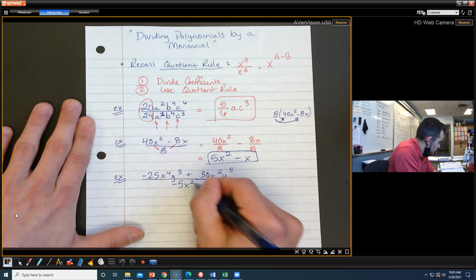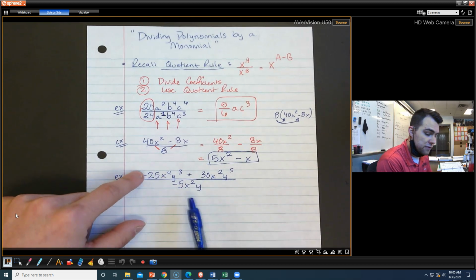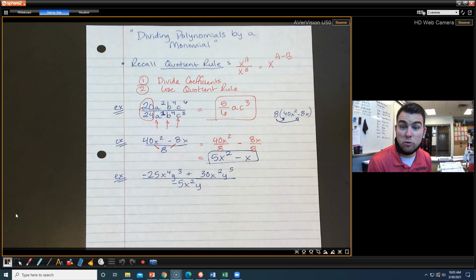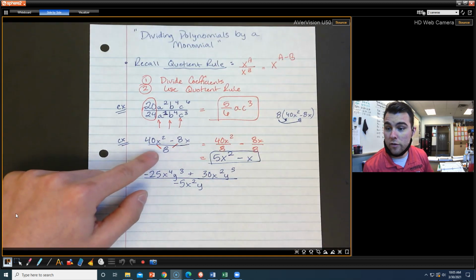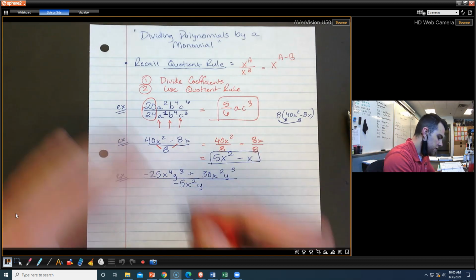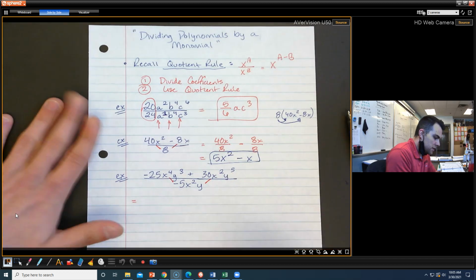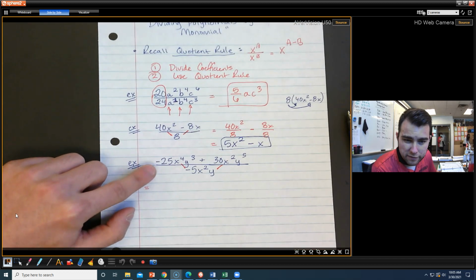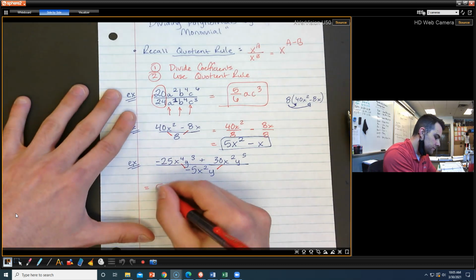Okay, this is more typical of what you would see. Again, we're doing a binomial divided by a monomial. And this time we're really going to have to rely on our quotient rule because before we just had a coefficient to get rid of. So again, I'm dividing both of these terms up here by negative 5x squared y. Starting with the first one, we have negative 25 divided by negative 5. That gives me a positive 5.